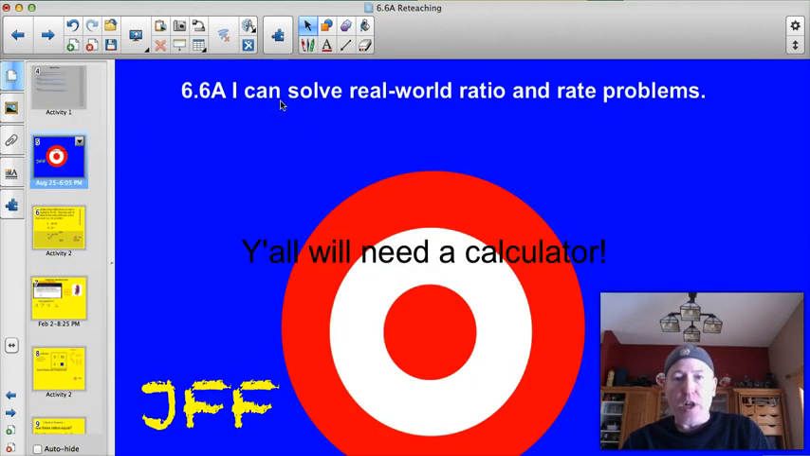Tonight officially, our target is 6.6a. I can solve real-world ratio and rate problems. You're going to need a calculator, so if you haven't got one, go grab one right now.